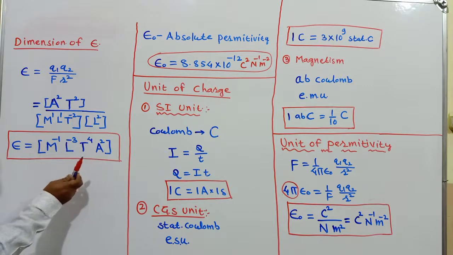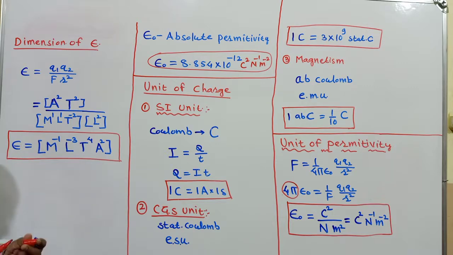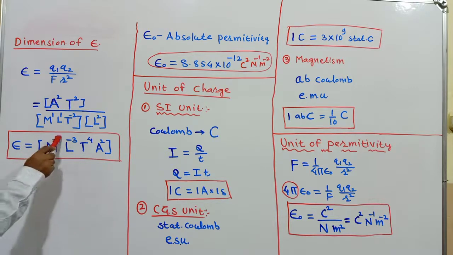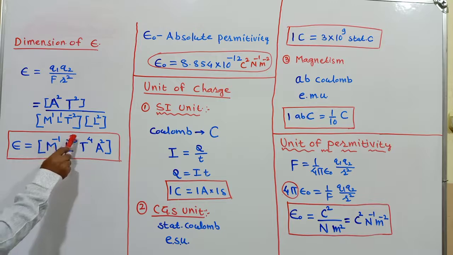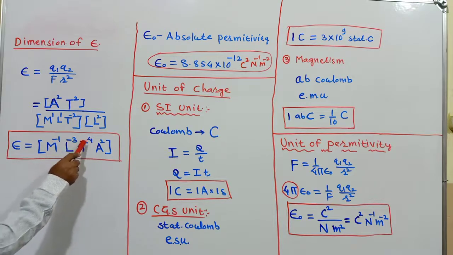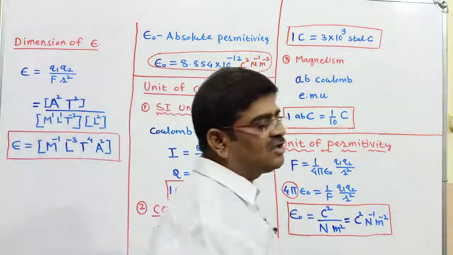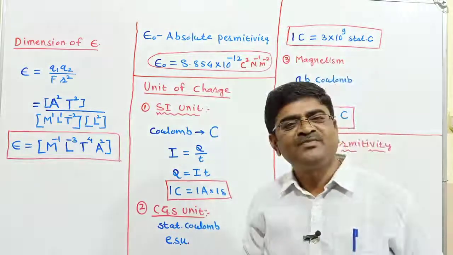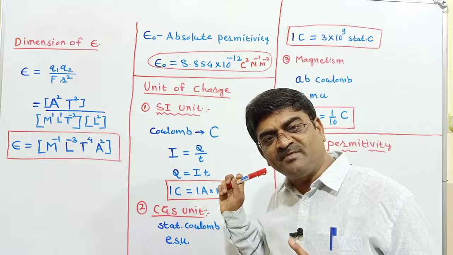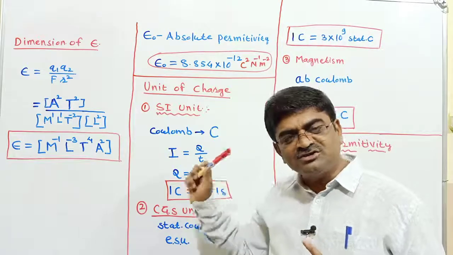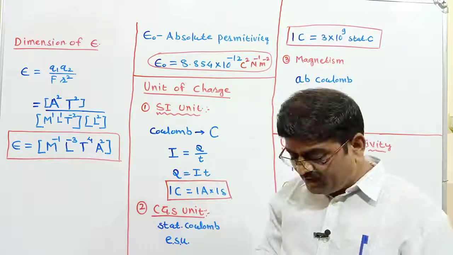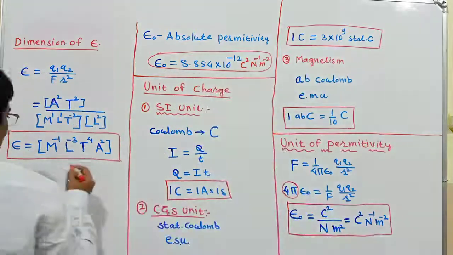If you ask me what are the dimensions of permittivity, I would say minus 1 in mass, minus 3 in length, 4 in time and 2 in ampere. So these are the dimensions of permittivity. Now I got the unit of permittivity, I got the dimensions of permittivity. Now let me take you ahead very quickly.